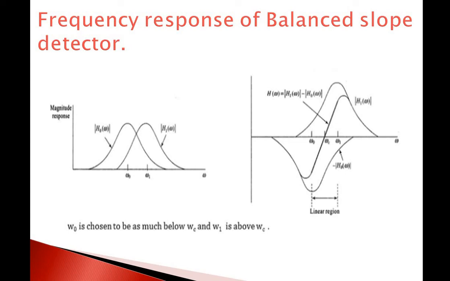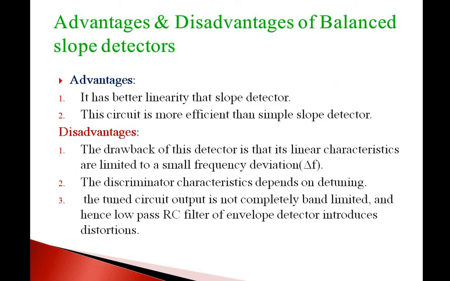These harmonic distortions mainly occur in the linear region itself, but in the linear region also we are not getting any harmonic distortions, because here we are using two slope detectors. One is above the carrier frequency, Fc plus delta F, and one is below the carrier frequency, Fc minus delta F. After getting the responses, we take the difference, and that is given to your envelope detector at the last, and from there you get your original message signal. Okay, I hope you are clear.